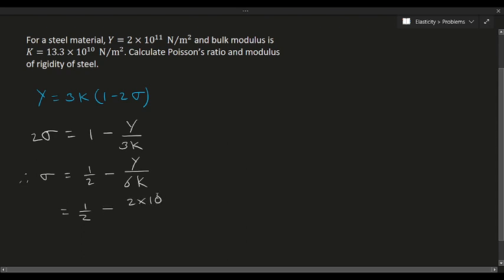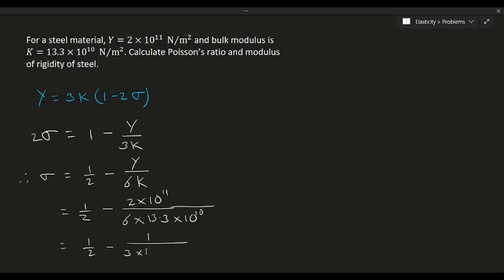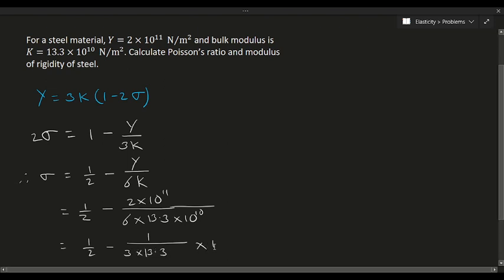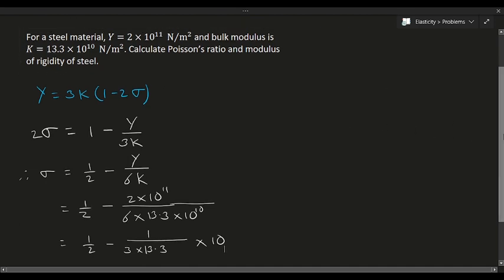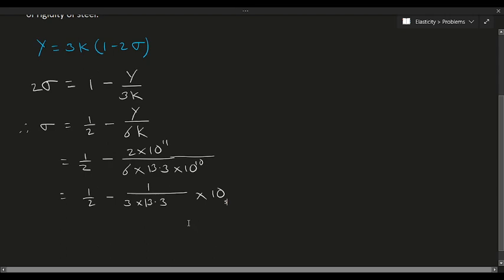2 into 10 raised to 11 divided by 6 into 13.3 into 10 raised to, half minus 1 divided by 3 into 13.3 multiplied by 10. Now it is a simple calculation. This finally gives us the value of sigma 0.25. Sigma is unitless, so no unit.